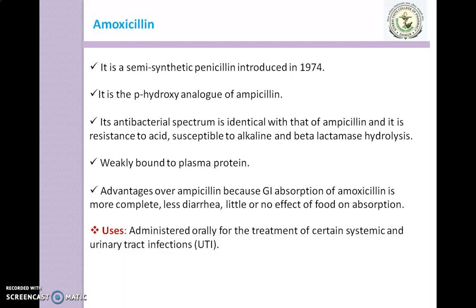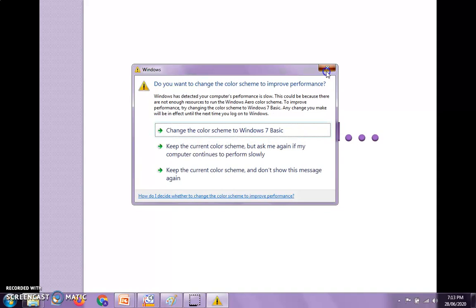Uses: it is administered orally for the treatment of certain systemic and urinary tract infections. So here we completed most of the beta-lactam antibiotics, their therapeutic uses, structures and IUPAC nomenclature.